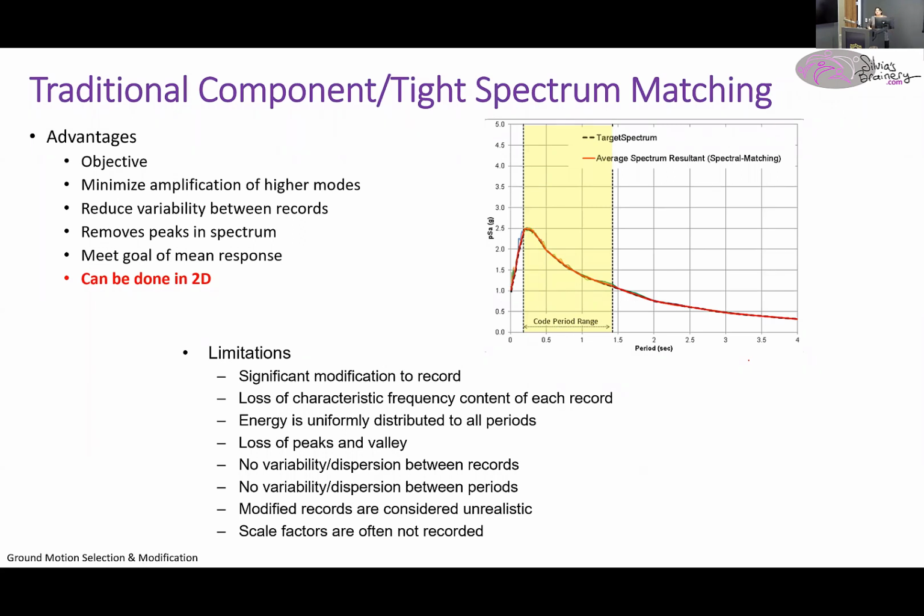Also, they don't always give you the scale factor. So maybe this was something that was scaled 10 times or something like that. So when you're getting something modified, make sure you get the scale factors that were computed. They should still be there. Typically, even just a scale factor on the PGA is a good place to start. And these records are therefore considered unrealistic. I don't know if it's the structural engineers that consider them unrealistic or the geotechs and seismologists, but this isn't really what we see in nature. And so there was a lot of pushback against tight spectral matching.